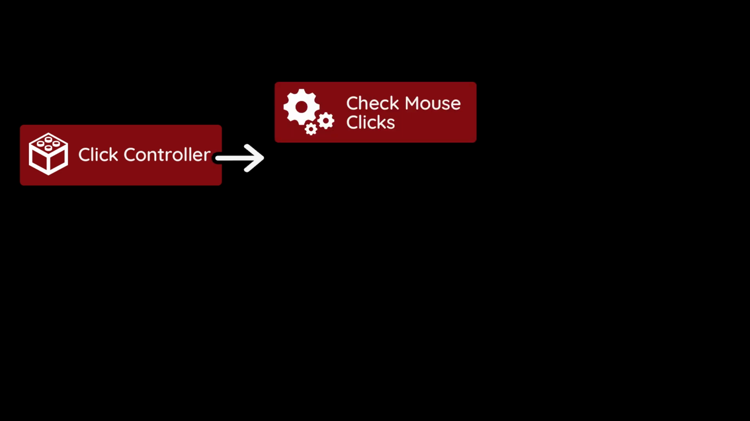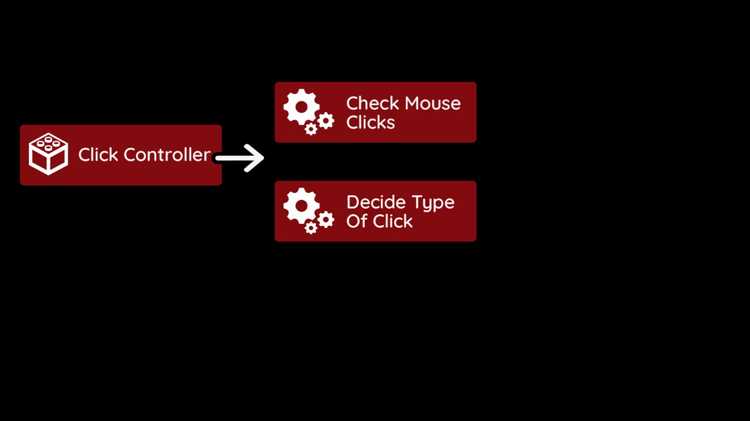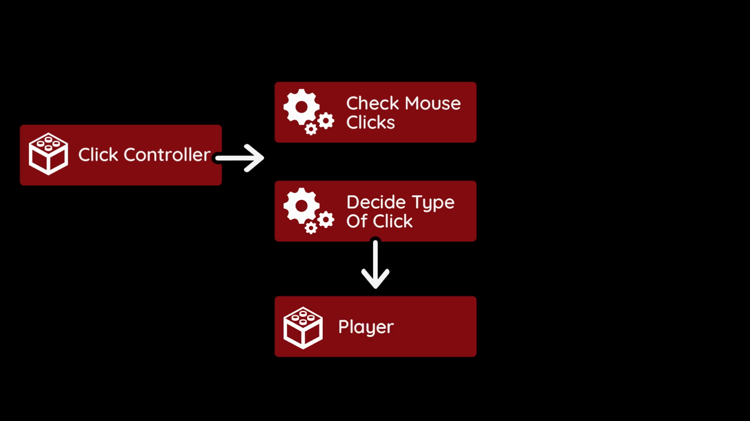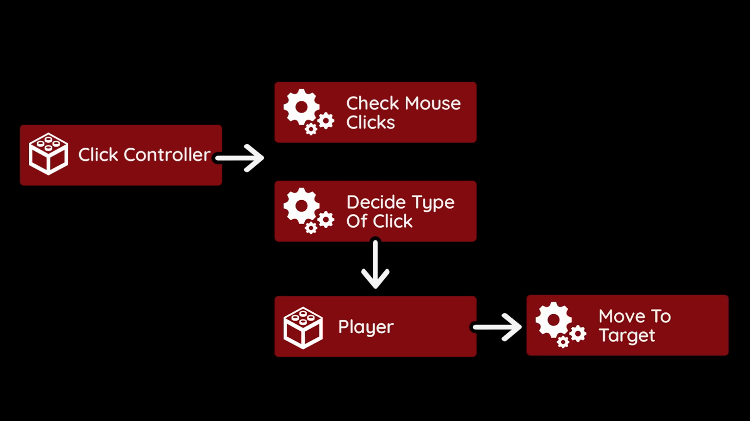As general, we are gonna create a click controller. It's gonna check mouse clicks and click type. After that, it's gonna send this information to the player, and we're gonna move player accordingly.